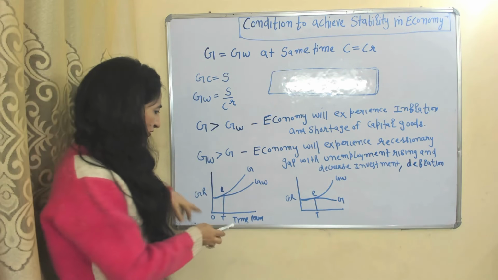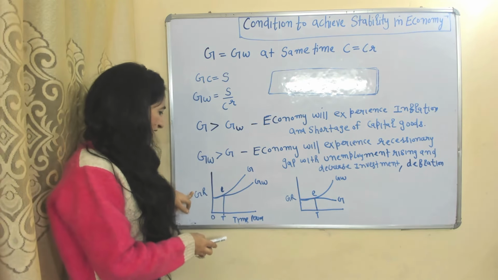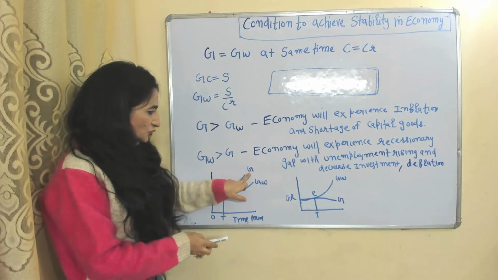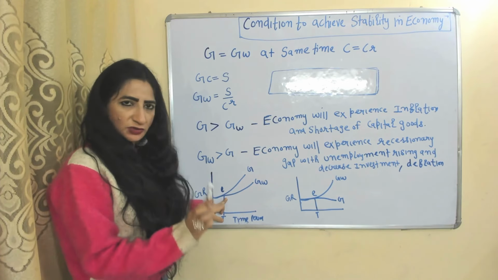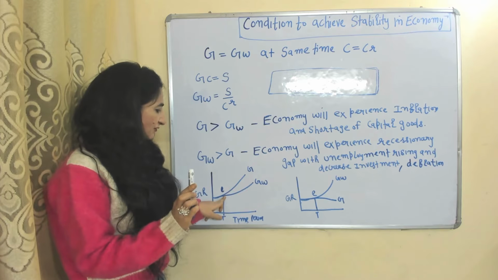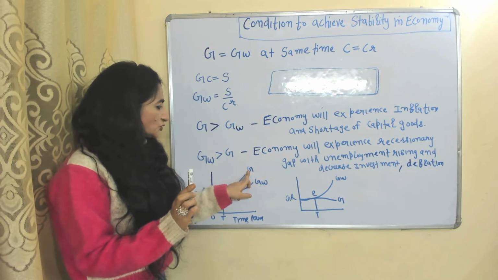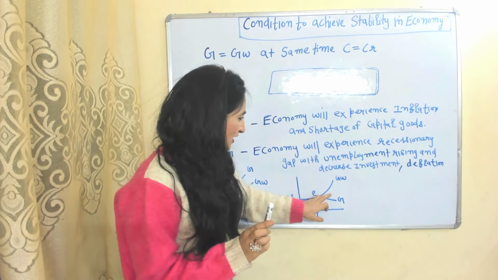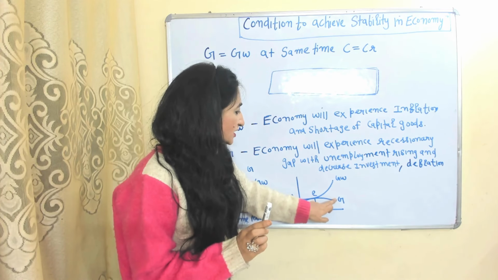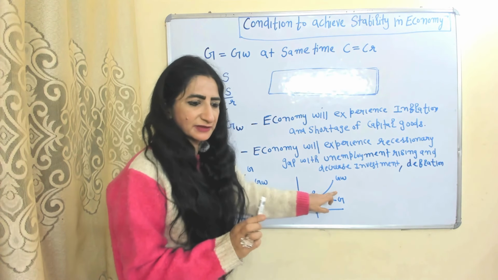In this diagram, you can see on the x-axis we have time period, and on the y-axis we have growth rate. This is the actual growth rate, this is the warranted growth rate. At point E, both growth rates are equal to each other. After point E, you can see the actual growth rate is more than the warranted growth rate. In this diagram, you can see the warranted growth rate is more than the actual growth rate.